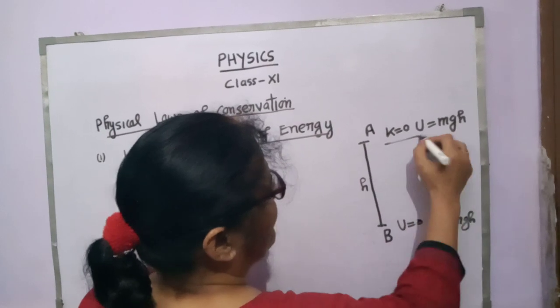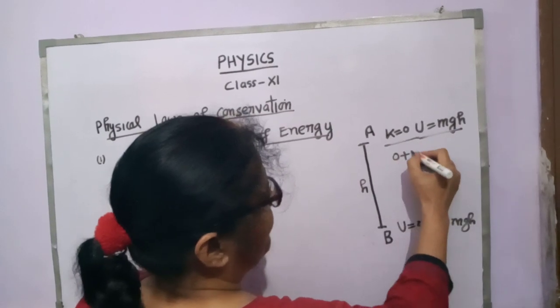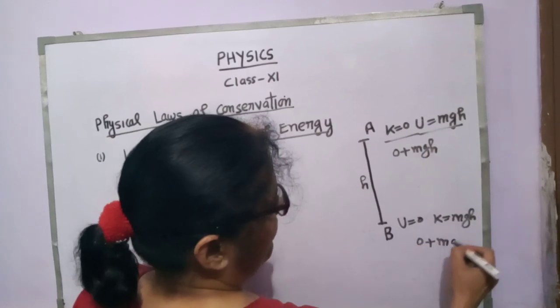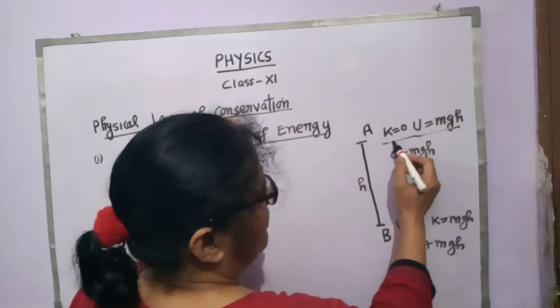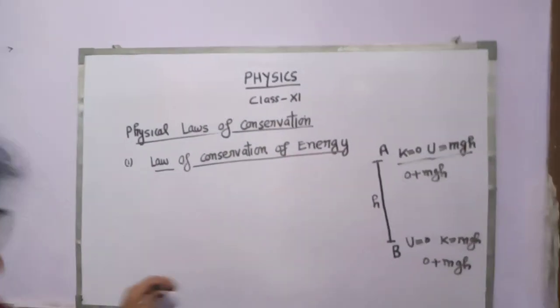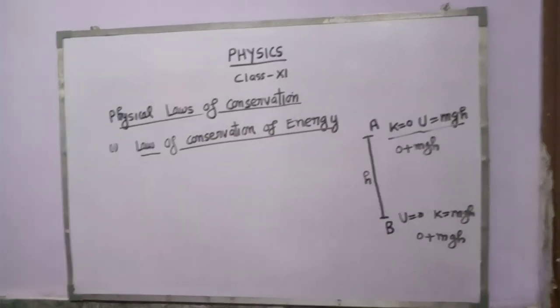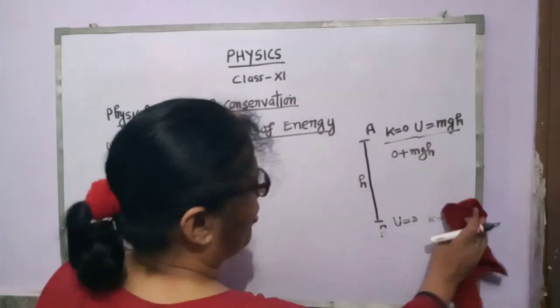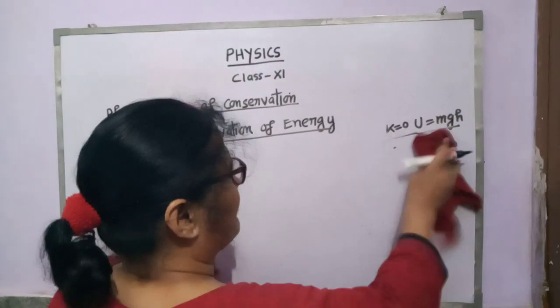That means the total energy remains constant. That is equal to mgh. Here kinetic energy is 0, potential energy is mgh. At this point, all the potential energy is converted into the kinetic energy, but the sum remains constant. So this is the law of conservation of energy.